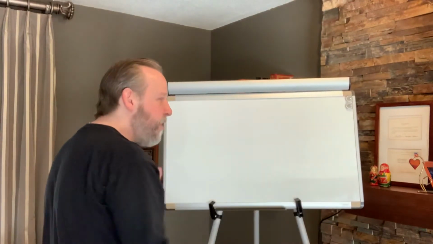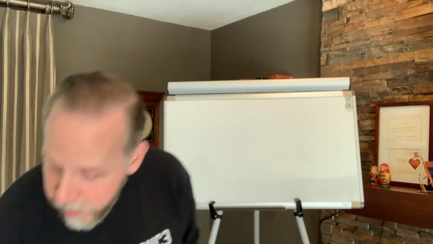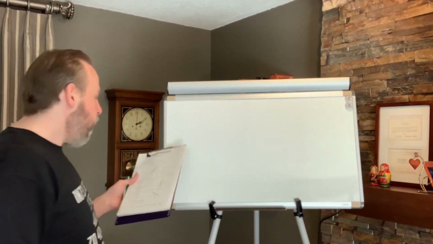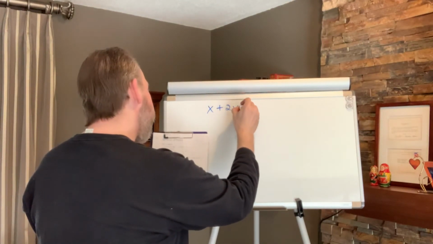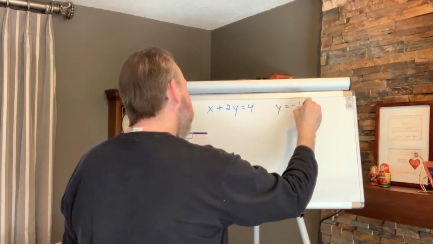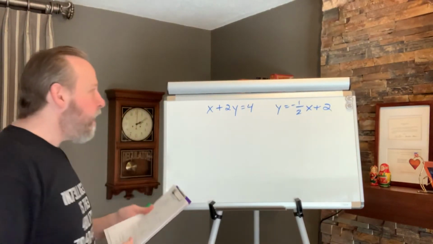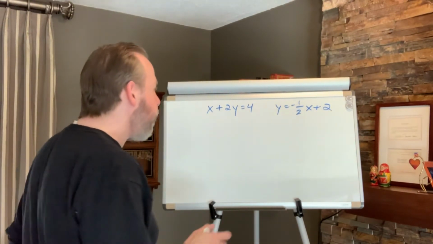There's only one way for that to happen. They have to be the exact same line. So they'd be the exact same equation if you put it into slope-intercept form. And here's an example for you. So I'll give you two lines. We have x plus 2y equals 4. And we have y equals negative 1/2 x plus 2. Again, I gave you one in slope-intercept and the other not, and that's fine.